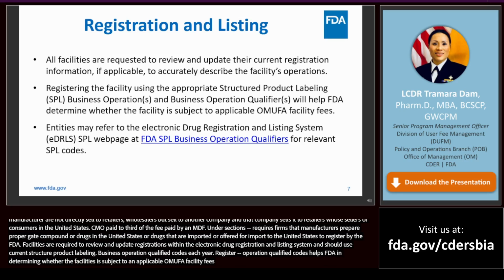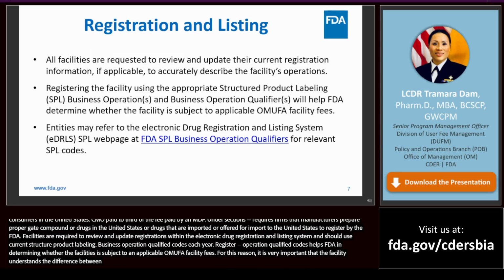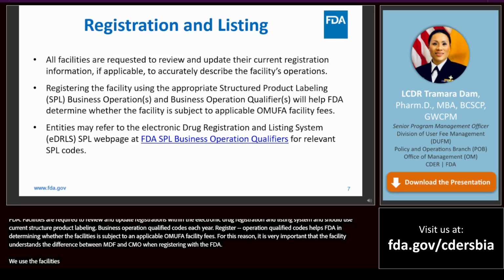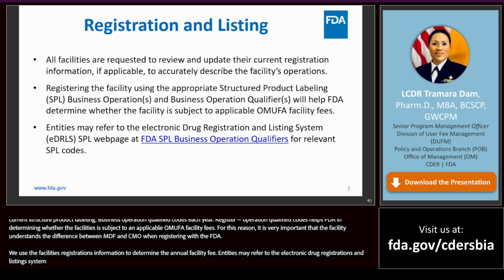For this reason, it is very important that the facility understands the difference between MDF and CMO when registering with FDA. We use the facility's self-registration information to determine the annual facility fee. Entities may refer to the Electronic Drug Registration and Listing System SPL website, included on the slide here, for relevant codes to accurately register your facility.